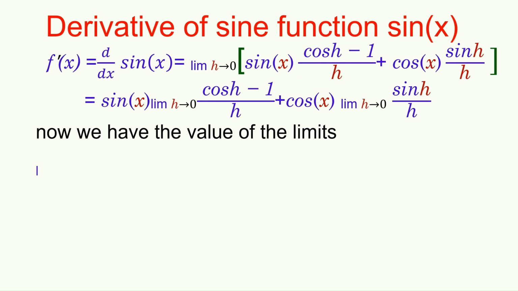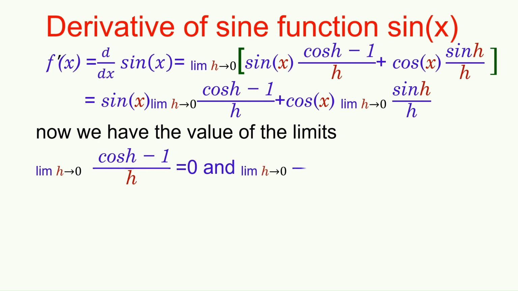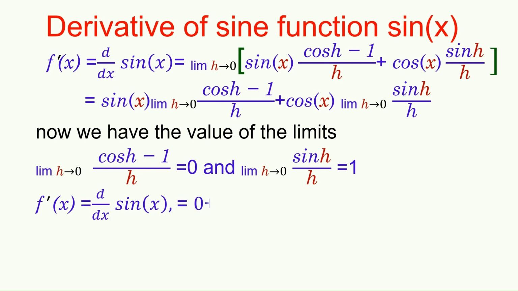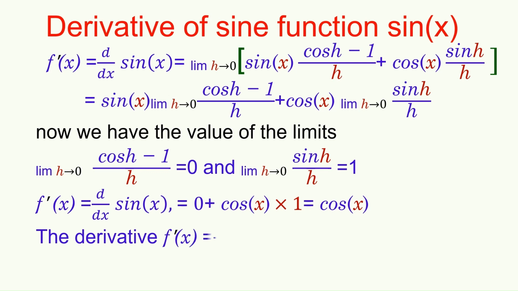Now we have the value of the limits. The limit as h tends to 0 of (cos of h minus 1) divided by h equals 0. The limit as h tends to 0 of sine of h divided by h equals 1. f dashed x equals d/dx sine of x equals 0 plus cos x times 1 equals cos x. Therefore, the derivative f dashed x equals d/dx sine of x equals cos x.